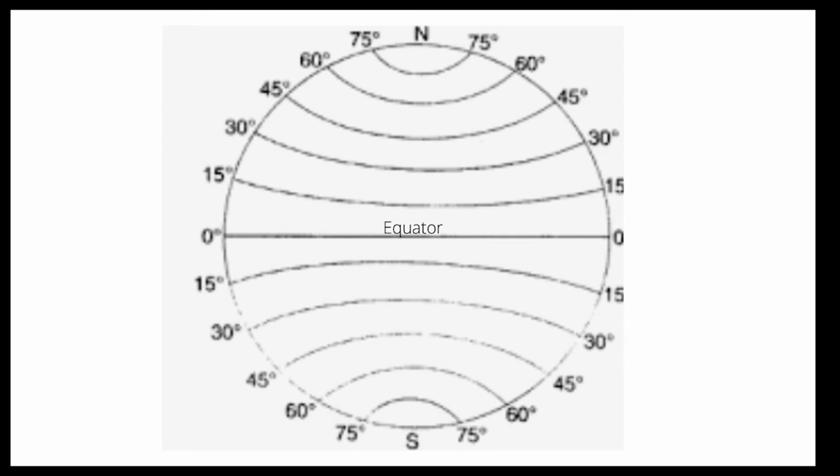You can see many parallel lines in the image. Those parallel lines from the equator to the North Pole are called the northern latitudes, and those parallel lines from the equator to the South Pole are called the southern latitudes. All these parallel lines are called parallels of latitude.